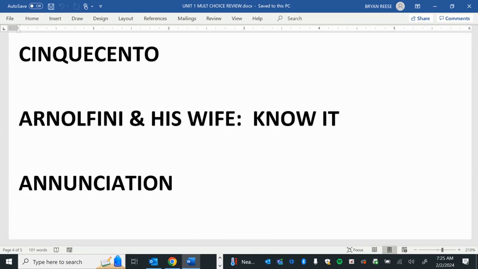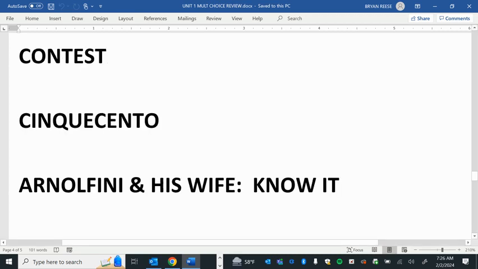The word Cinquecento is on the test. What does Cinquecento mean? For the contest, to be fair to you guys, I want you to know who won the contest. I'm also showing you both artworks from the contest, and you need to be able to identify which one it is by picture. And you need to know who the artist was.